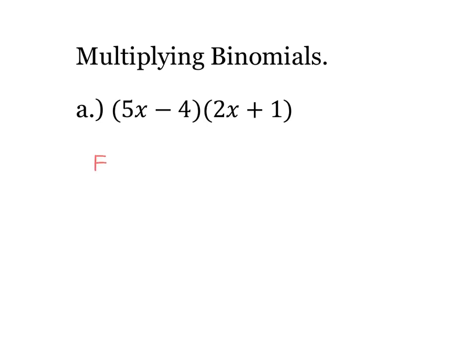FOIL, you can go ahead and write this down. Each of these letters stand for something. So the F stands for first. So we're going to take the first 2 terms, right? This being the first in this set of parentheses and this one being the first in this set of parentheses, and we're going to multiply them together. So we have 5x times 2x equals 10x squared.